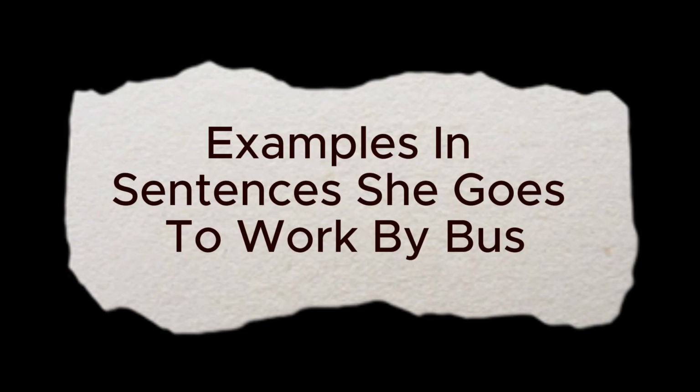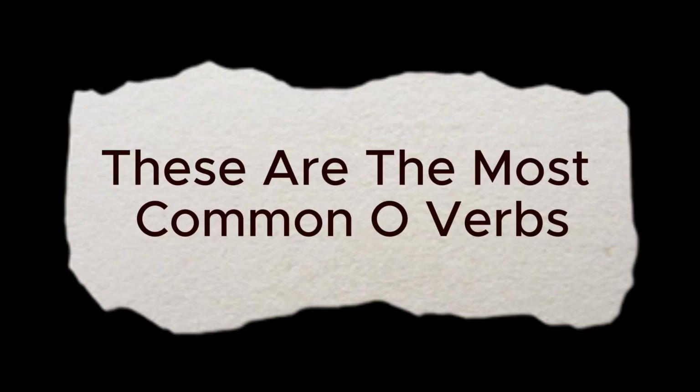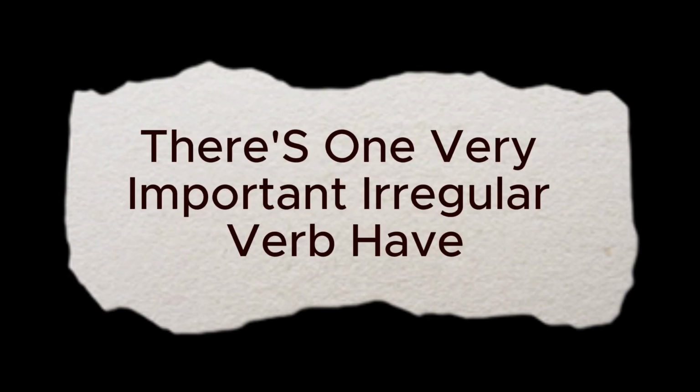Examples in sentences: She goes to work by bus. He does his homework every night. These are the most common o verbs. There aren't many. Irregular verbs. Most importantly, there's one very important irregular verb: have.